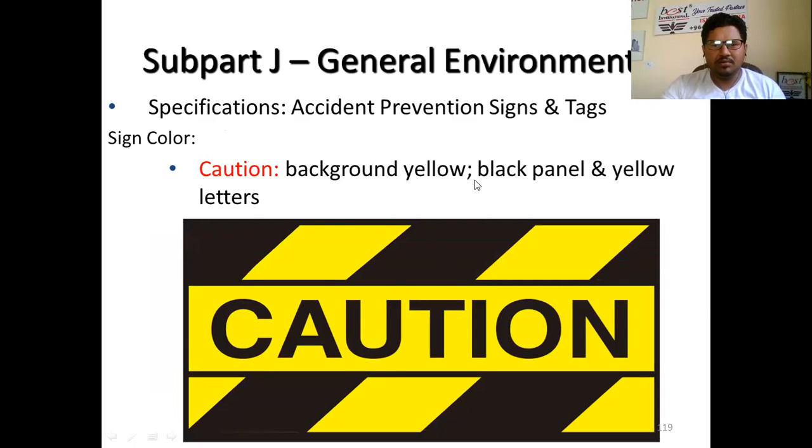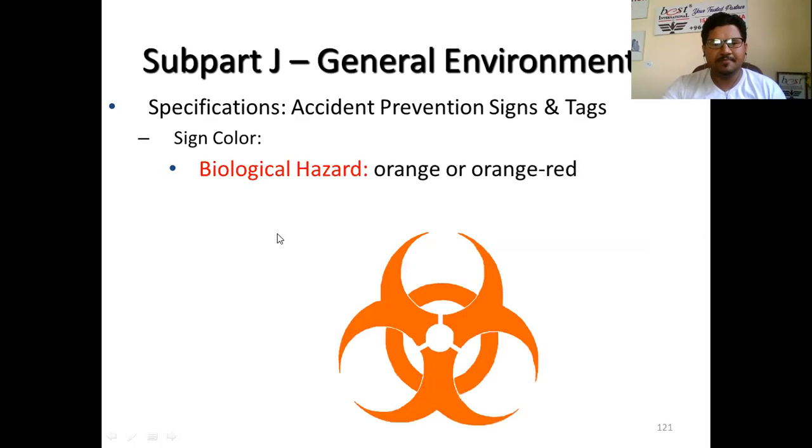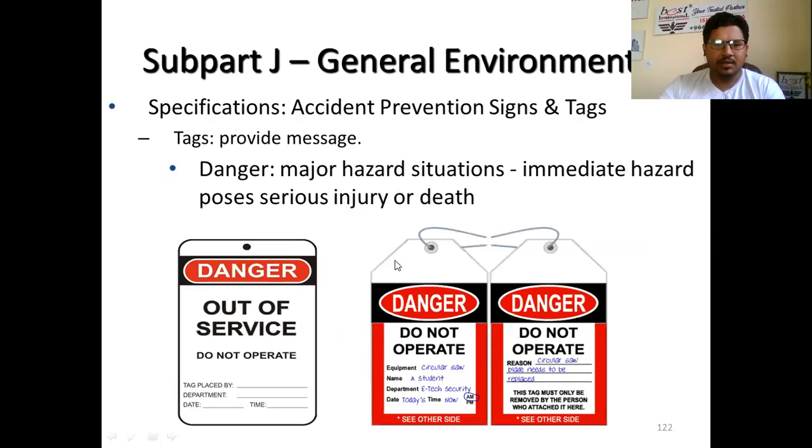Background should be yellow for caution, and black panel and even yellow letters. For safety instructions, the sign color for background is white, with a green panel and white letters. And for biological hazard, this sign would be better, orange or orange red. And if you want to show a major hazard situation, like an immediate hazard that poses serious injury or death, you can use this one.